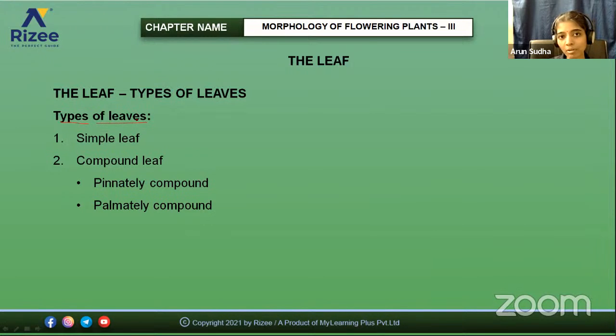First we saw the venation based on the arrangement of the veins: reticulate venation and parallel venation. Now it is the type of leaf, whether it is a simple leaf or a compound leaf. So how are we classifying it as a simple leaf or a compound leaf? And in the compound leaf, again, there are two types: one is pinnately compound and another one is palmately compound. We'll see in detail.